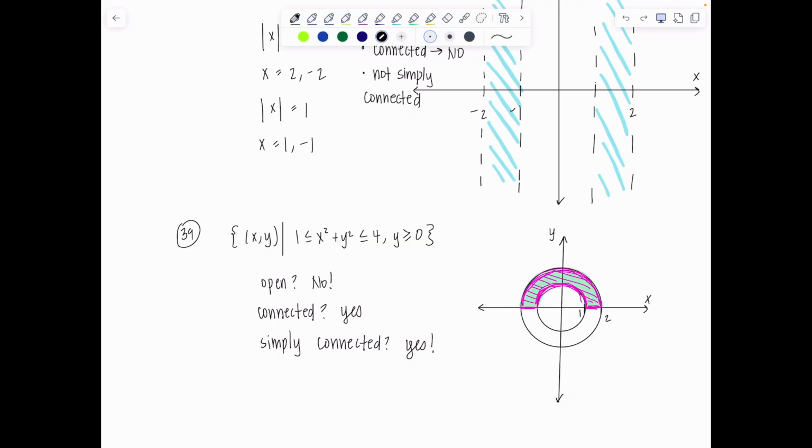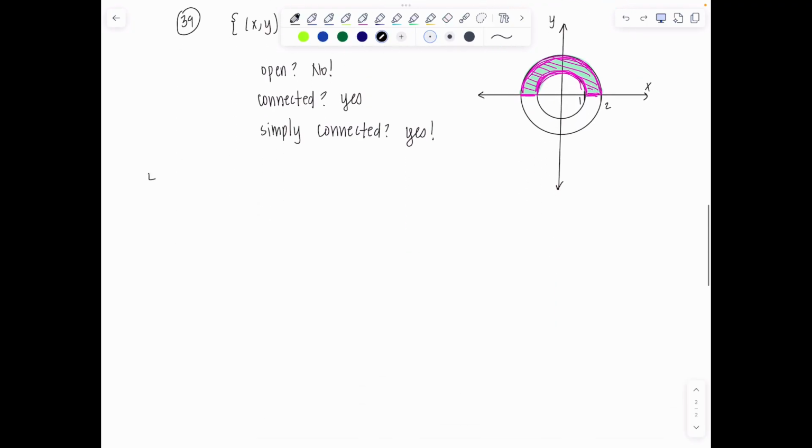Ooh, 40, so spicy. Okay. xy such that xy is not equal to 2, 3. What did 2, 3 ever do to anybody? Poor 2, 3.